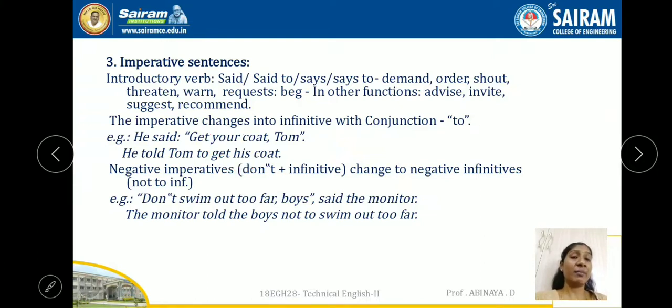If it is a negative statement, "Don't swim out too far, boys," said the monitor. So here for "said" you can write warned, or advised, or simply told. So the monitor advised, or warned, or told; here "boys" is there with a comma, right. So here you have to mention the boys, just as we mentioned Tom. So the monitor told the boys; "don't" is there, a negative statement. So the conjunction word is "not to". I already told you, if it is positive go for "to", if it is negative go for "not to". So "boys not to swim out too far", right.